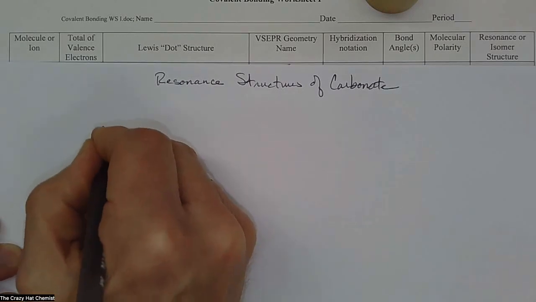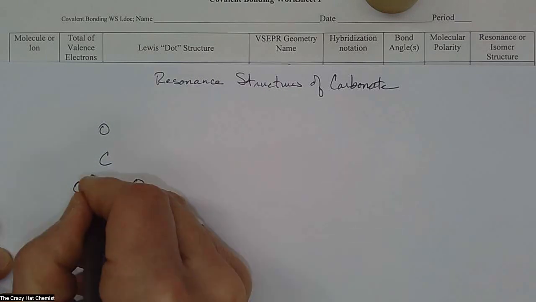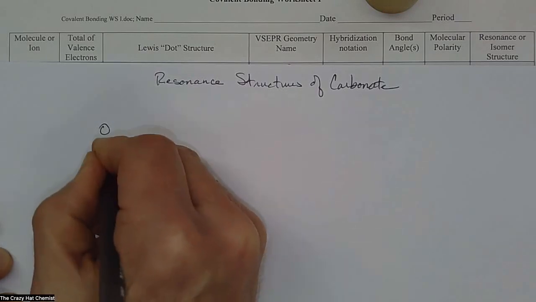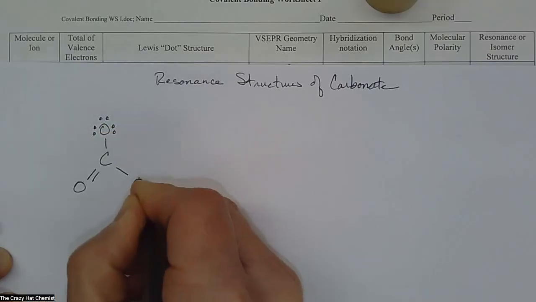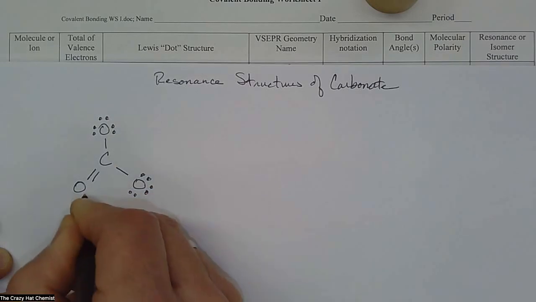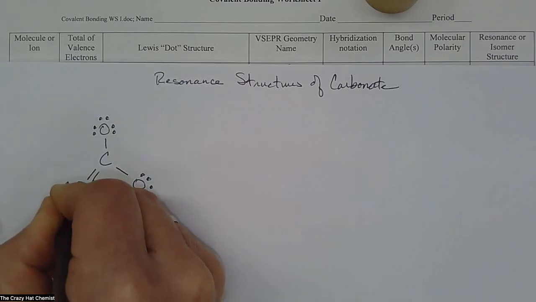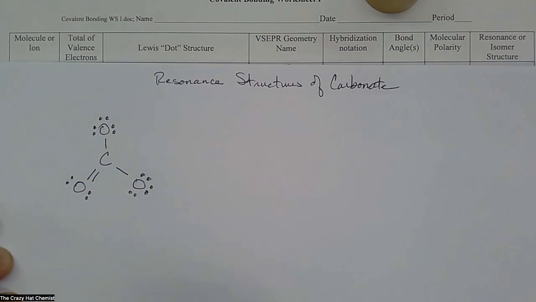So I'm going to redraw the one structure which I drew before, okay? And that is looking like this. Notice that there are no lone pairs on the central atom. Okay, that's what makes this trigonal planar and not trigonal pyramidal. So this is the correct Lewis dot structure for carbonate.